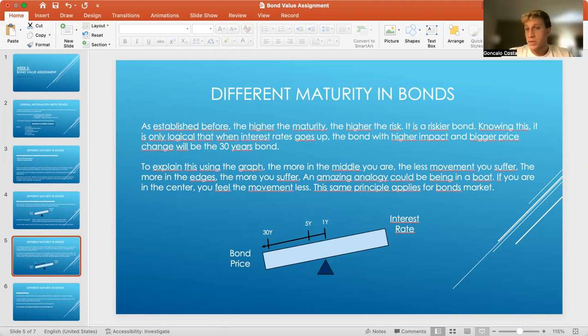A great analogy about this is traveling by boat. If you're in the center of the boat, the waves don't affect you that much. But if you're on the edges, you're going to see and feel the movement way more. This is a great example to understand it.